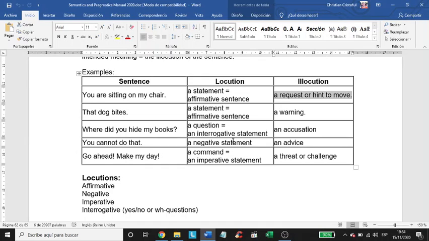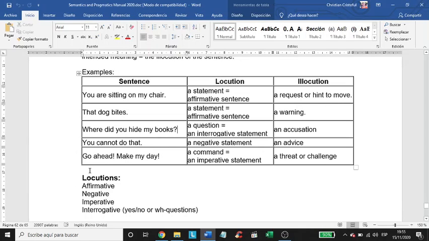So, "You are on my spot, leave my spot. Get out of there." Another one, "That dog bites." This is an affirmative sentence, it's a statement, but it's actually a warning, right? "Be careful. That dog bites." "Where did you hide my books?" This is a question, an interrogative sentence, right? But it's more an accusation, especially if you add emphasis on you. "Where did you hide my books?"